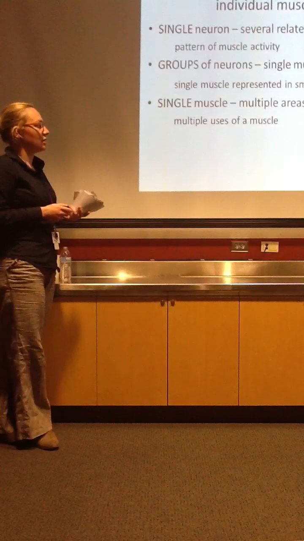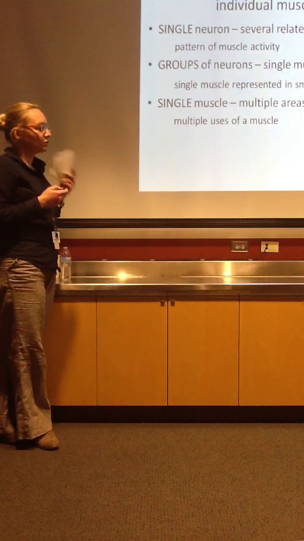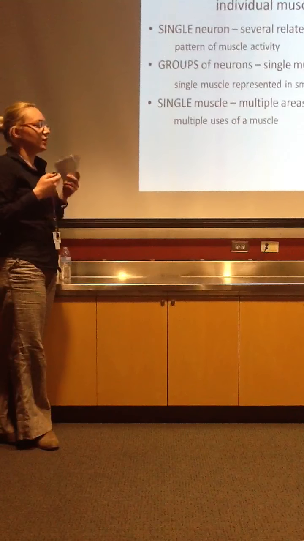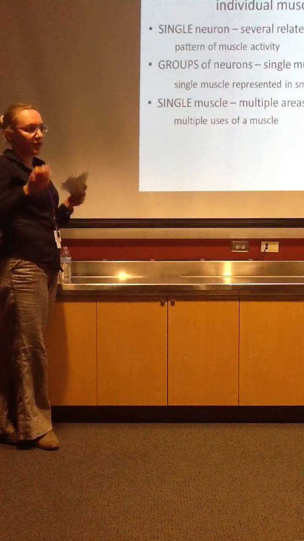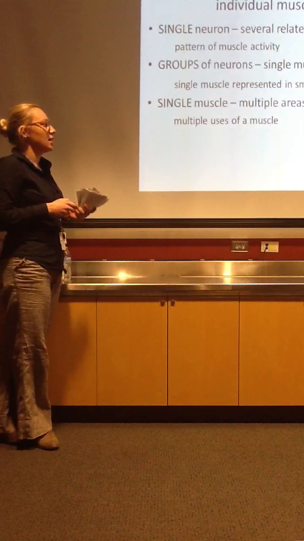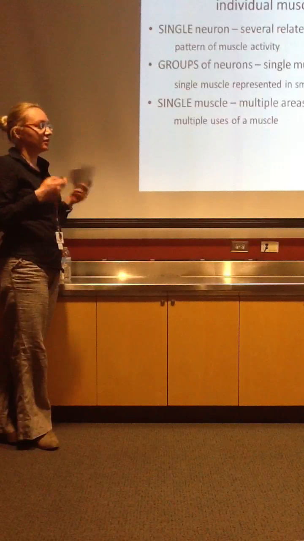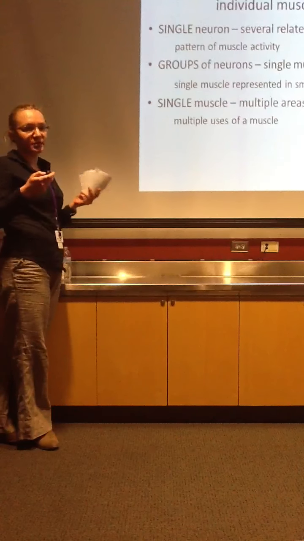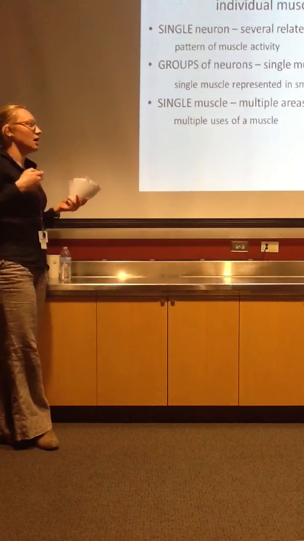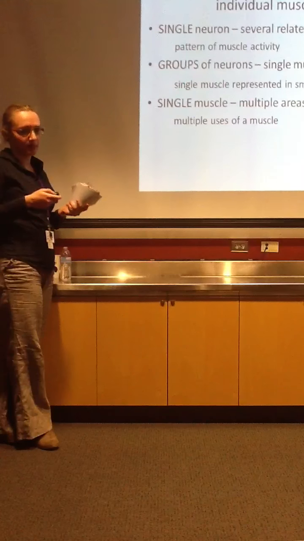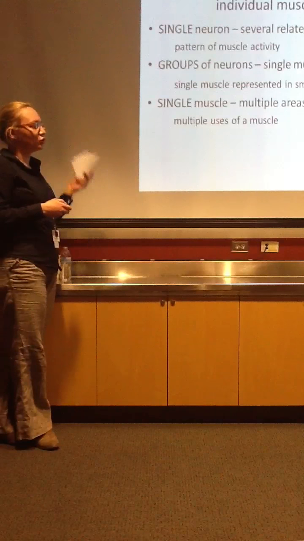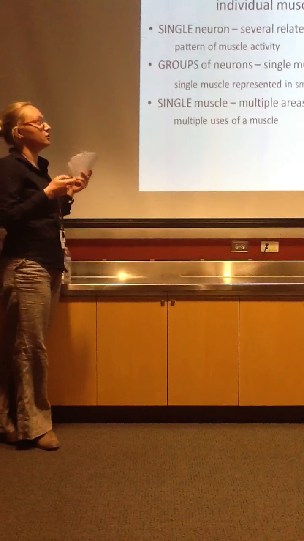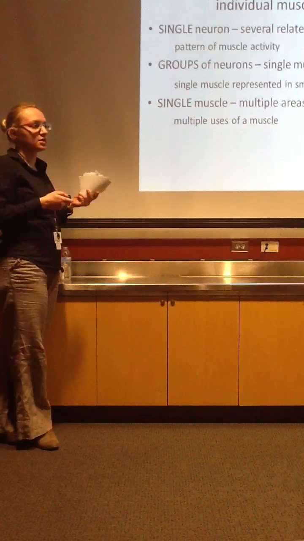Also, the same muscle can be activated by multiple areas in the cortex, and that multiple representation might reflect the multiple use of a muscle. So I told you about how the groups of neurons related to the movements, to the individual muscles.